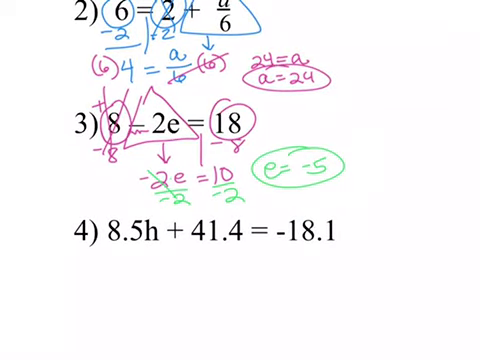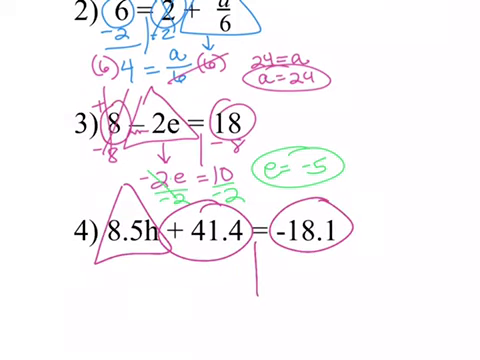Last one on the first column, triangle, circle, circle. So the only thing I can move is this 41.4, and since it has a plus sign in front of it, I want to do the opposite to cancel it out. So subtract.